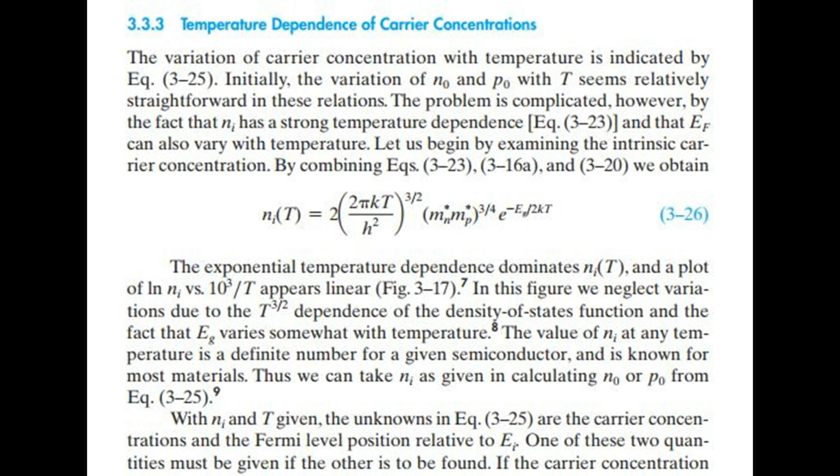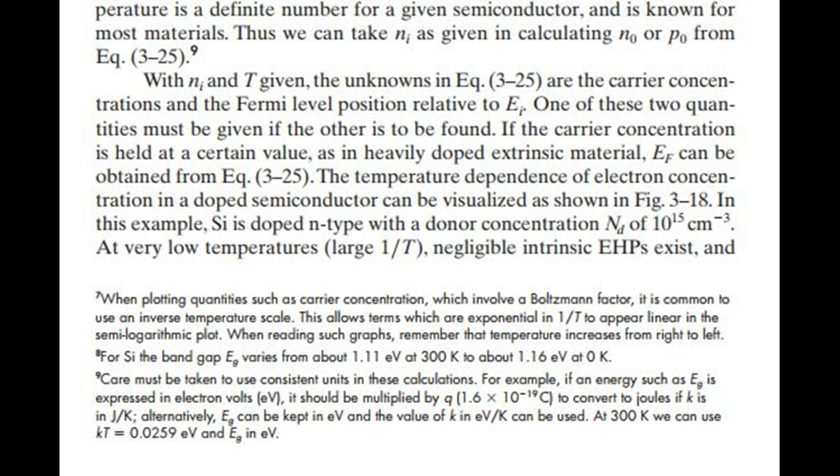If the carrier concentration is held at a certain value, as in heavily doped extrinsic material, F can be obtained from EQ 3-25. The temperature dependence of electron concentration in a doped semiconductor can be visualized as shown in Fig 3-18. In this example, Si is doped n-type with a donor concentration of a million times a billion per cubic centimeter. At very low temperatures, large 1/T, negligible intrinsic electron-hole pairs exist, and the resulting band diagram is.